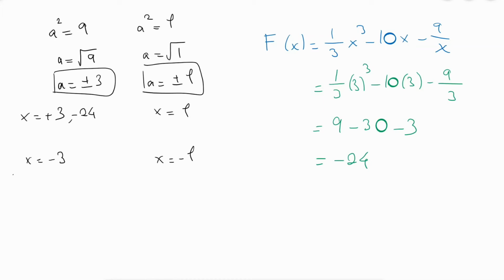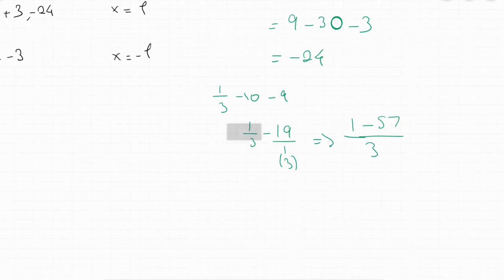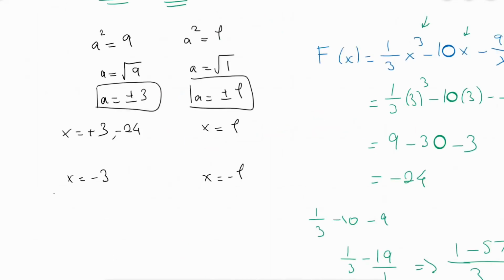I'm not going to write it out, I'm just going to tell you guys what happens with it. So if I put 1 over here, it's just going to be 1 over 3. And then if I put 1 over here, it's just going to be negative 10. And if I put 1 over here, it's just going to be negative 9. And I ended up with 1 over 3 minus 19. And because this is 1 over 3, if I multiply it by 3, I'm going to end up with 1 minus 57, and 3 over here. And 1 minus 57 is basically negative 56 over 3. Now I have negative 56 over 3.